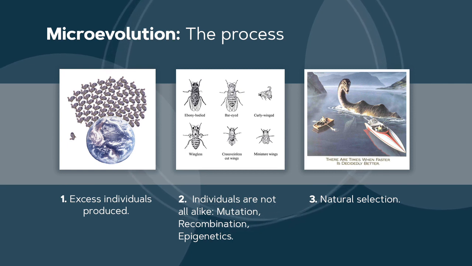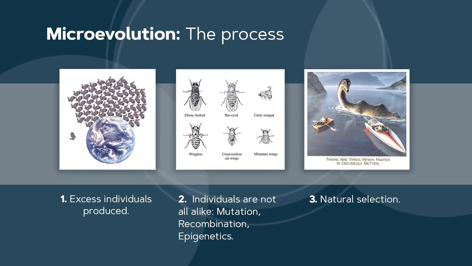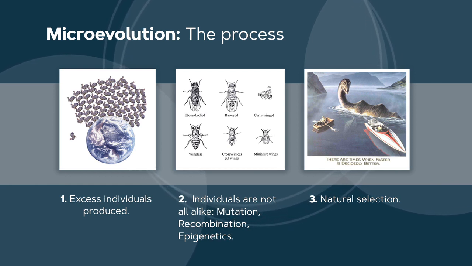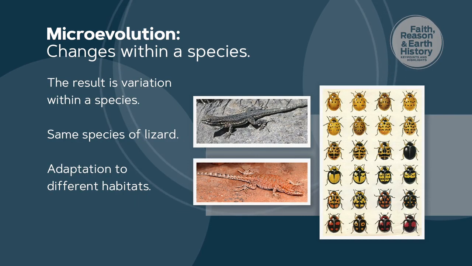Step number 2, the individuals are not all alike. They are different because of mutation, recombination, epigenetics, the differences built into our genetic system. The third step is natural selection. There's nothing mystical or difficult about natural selection. If this animal here in this picture was hungry, which of these fellows would have a better chance of surviving and leaving offspring? This is a simple illustration of natural selection. It just happens. The result of these processes is variation within a species.